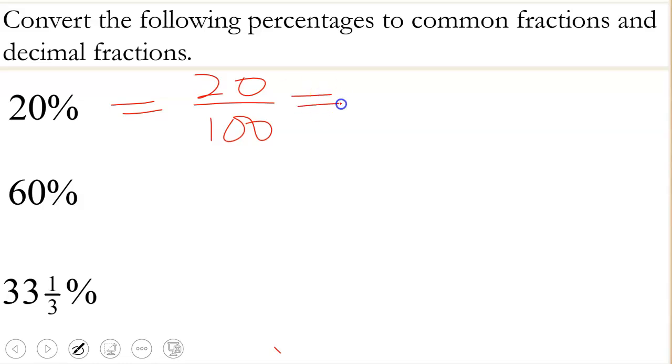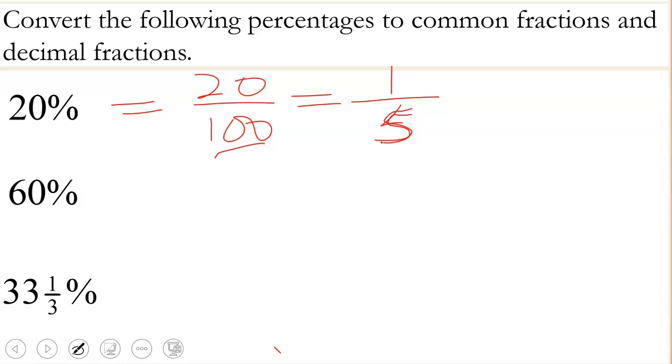Writing a fraction in its lowest form means that here I can divide 20 by itself as 1, and 100 divided by 20 is 5. So this becomes 1 over 5. That is the fraction in the lowest form, or the common fraction.